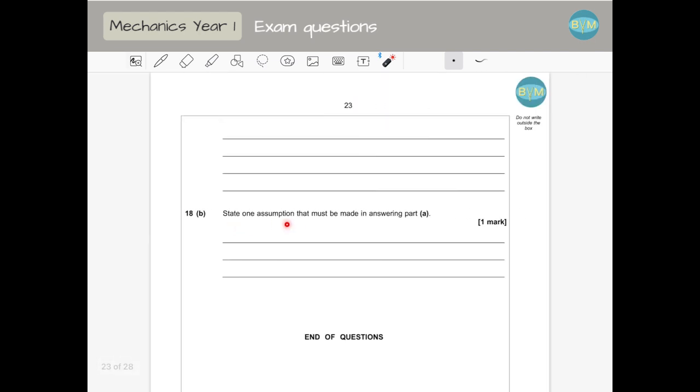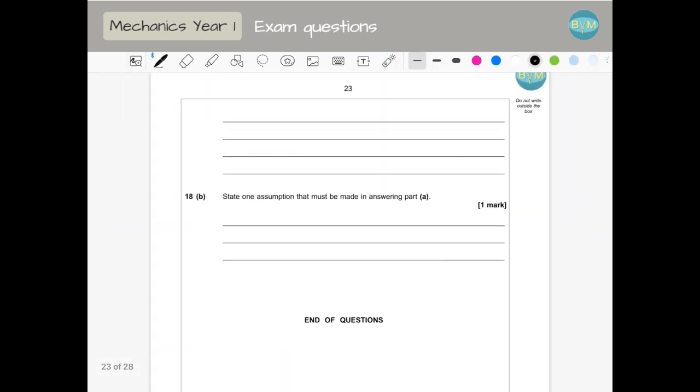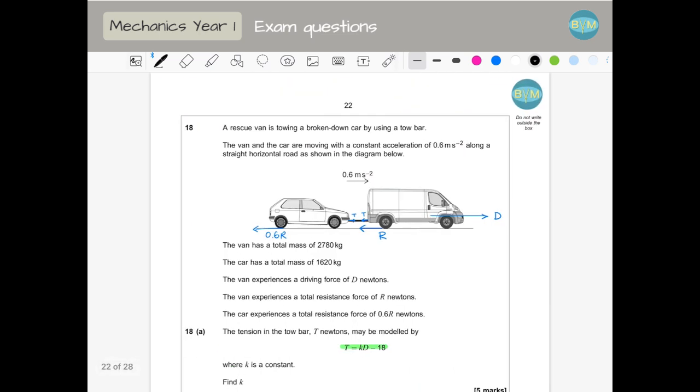The second part says state one assumption that must be made in answering part A. One of the things that you can say is something about the tow bar, because they haven't told you anything about the tow bar. But when we are working with a tow bar, usually we model it as a rod, an inextensible rod. So one of the things that you have assumed is that the tow bar is, for example, inextensible, or is light, it has no weight. That's one of the things that you can say. And that's all with this question.